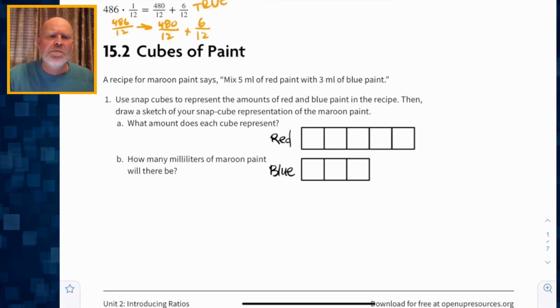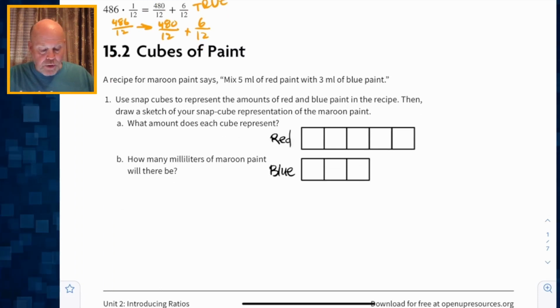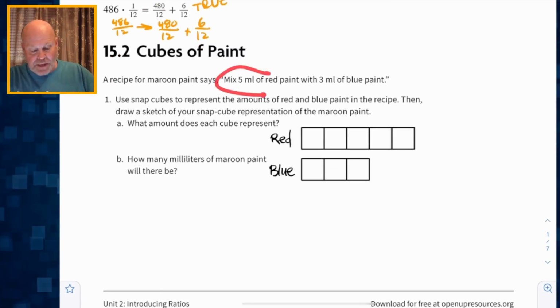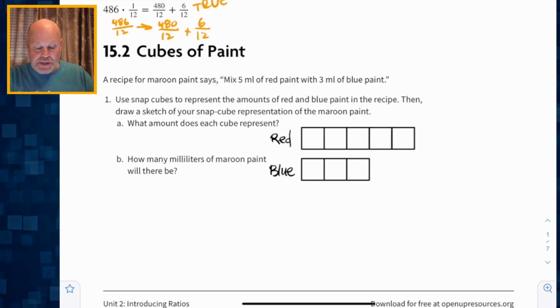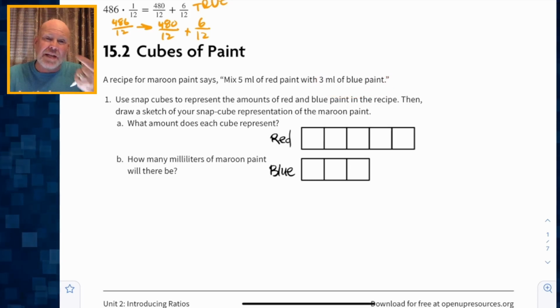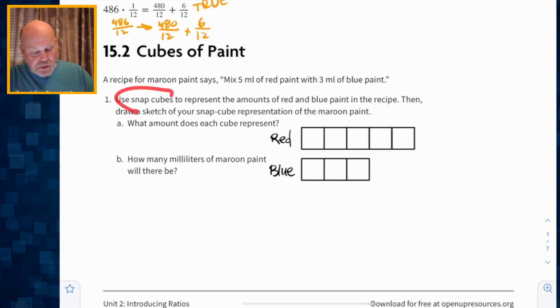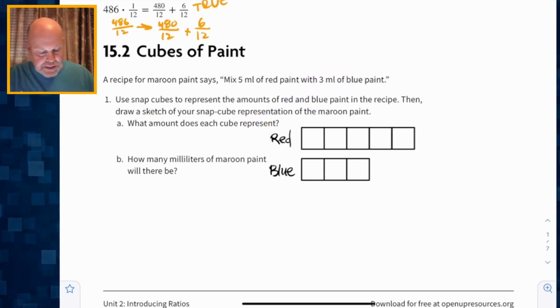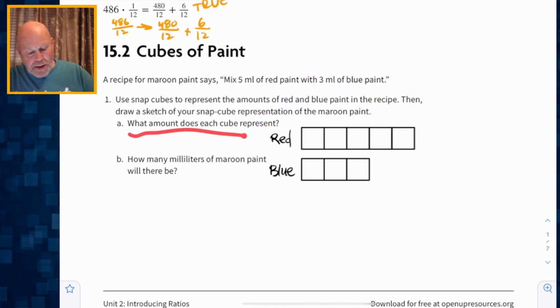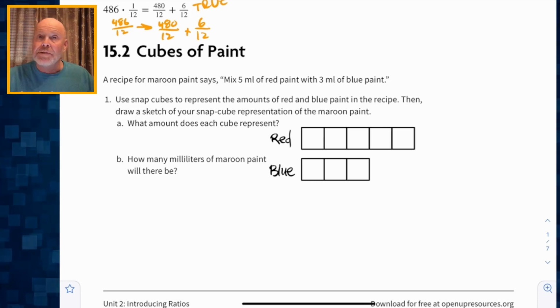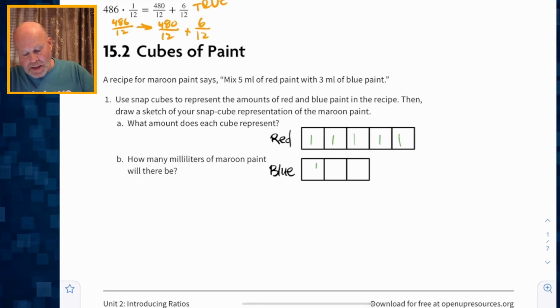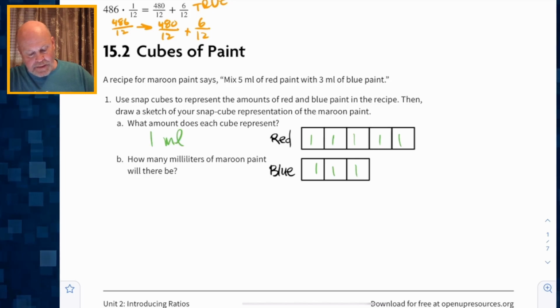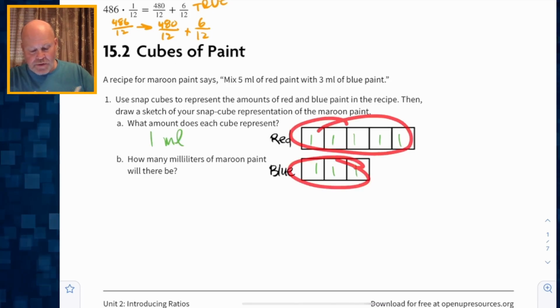All right, so cubes of paint. A recipe for maroon paint says we need to mix 5 milliliters of red with 3 milliliters of blue, and when you mix that amount of red and blue, you get maroon. And so we're supposed to use snap cubes. I already drew the picture right here, and I need to copy it because I know I'm going to use it later. And it says, what amount does each cube represent? So in this case, each cube represents 1 mL, and that gives us our ratio of 5 to 3.